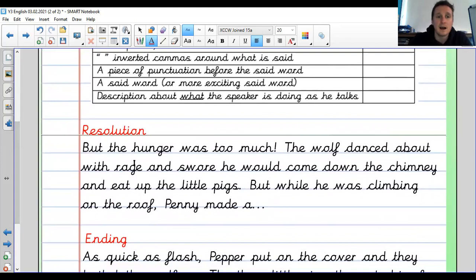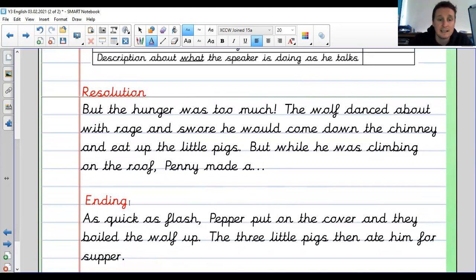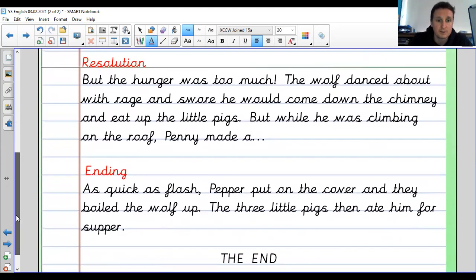The final bit, the problem is the main bit today. The resolution and the ending, as we said, are really, really easy. It's about 4 lines. Okay. In fact, I've written the whole of the ending. Okay. Look, it's there. All right. As quick as a flash, Pepper put on the cover and they brought the wolf up, the 3 little pigs then ate him for supper. That is it. Okay. It's not a massive ending. All right. And at the bottom, I put the end.